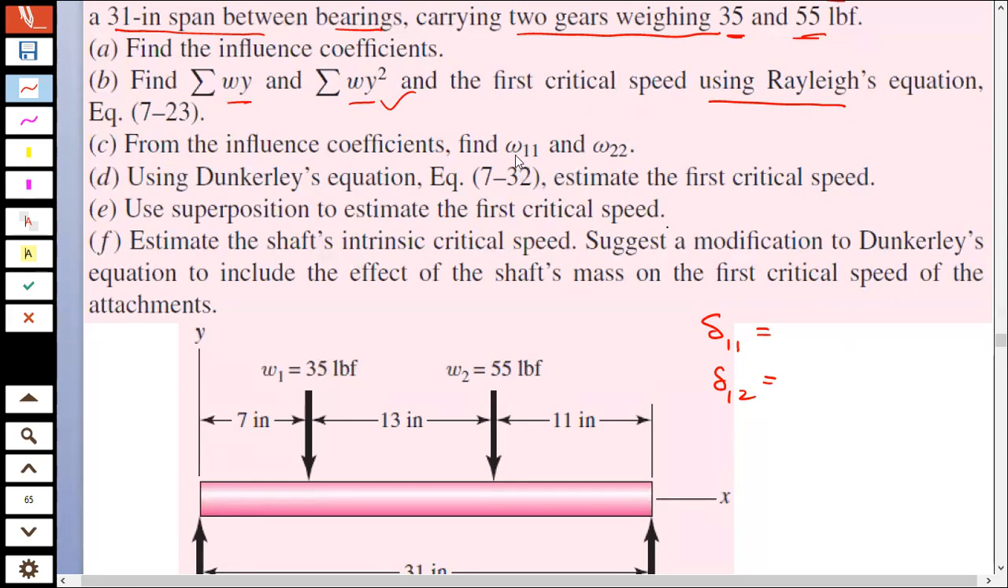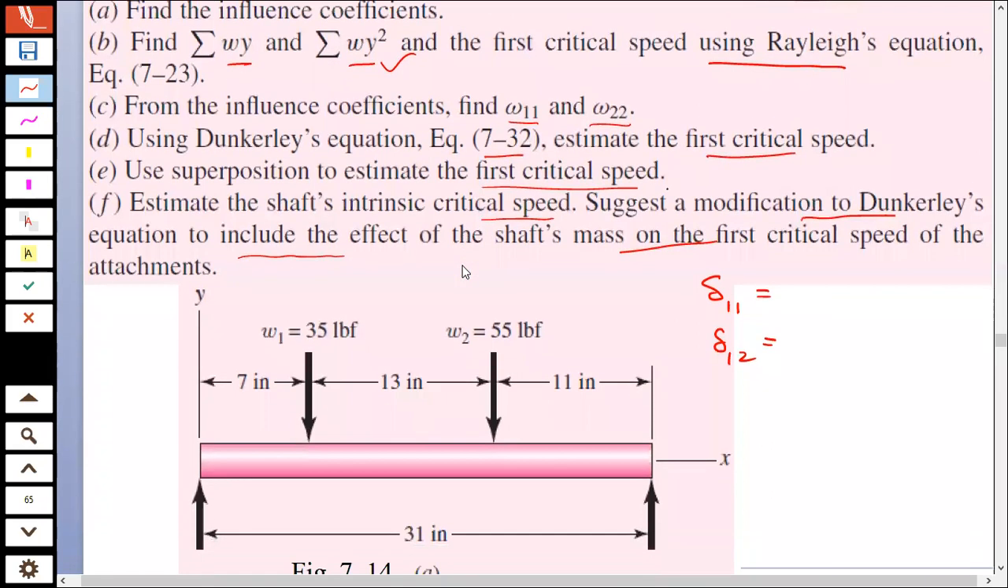From the influence coefficient, find omega 1 1 and omega 2 2. Using Dunkerly's equation, 7-32, estimate the first critical speed. Use superposition to estimate the first critical speed and estimate the shaft's intrinsic critical speed. Suggest a modified Dunkerly's equation to include the effect of the shaft mass on the critical speed of the attachment.